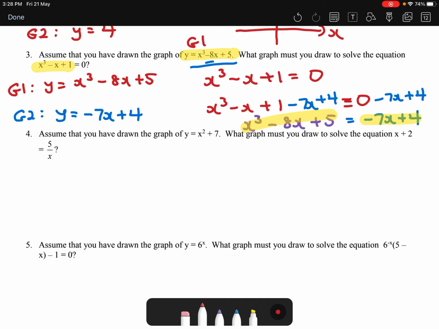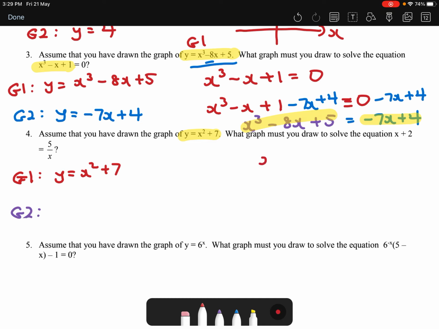Okay, question 4. So assume that you have drawn the graph y equal to x squared plus 7. What graph must you draw to solve the equation x plus 2 equal to 5 over x? This one is a bit more difficult. Okay, so my graph number 1 is this. So let me just write G1 equal to y equal to x squared plus 7. So I want to find what is my G2, graph 2.